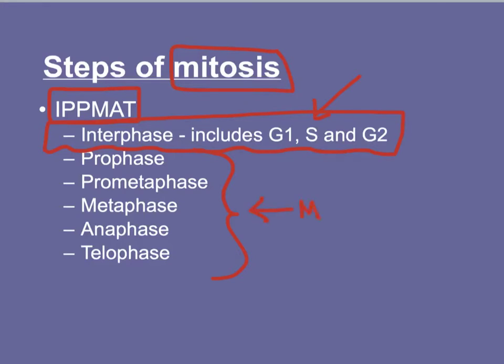Meta means middle, and that means the chromosomes get lined up in the middle, the metaphase. And then you can try to go backwards from that. Okay, so I know I, P, P, M, E, T, and I know that chromosomes are lined up in the middle there, and then this must be when they start getting separated. And then the last one is where we make new cells.